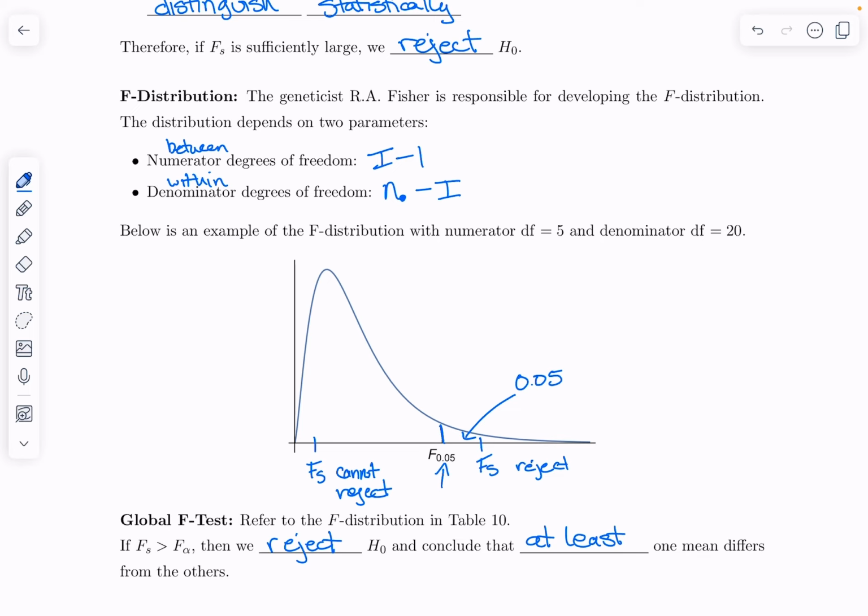And so that concludes how we can put together the formulas for the ANOVA test and how we're going to conduct the ANOVA test using the F distribution. I'll do an example in the next video.